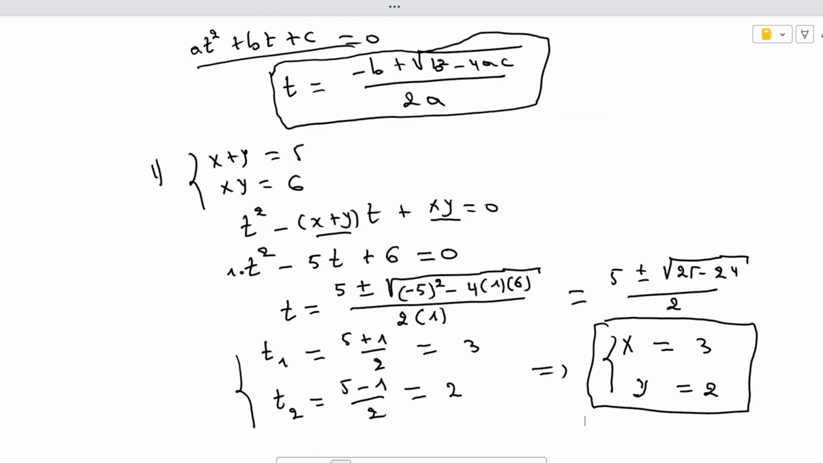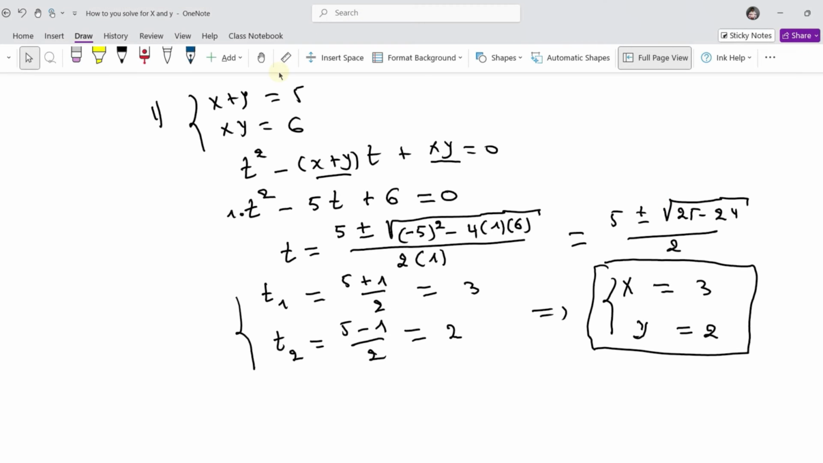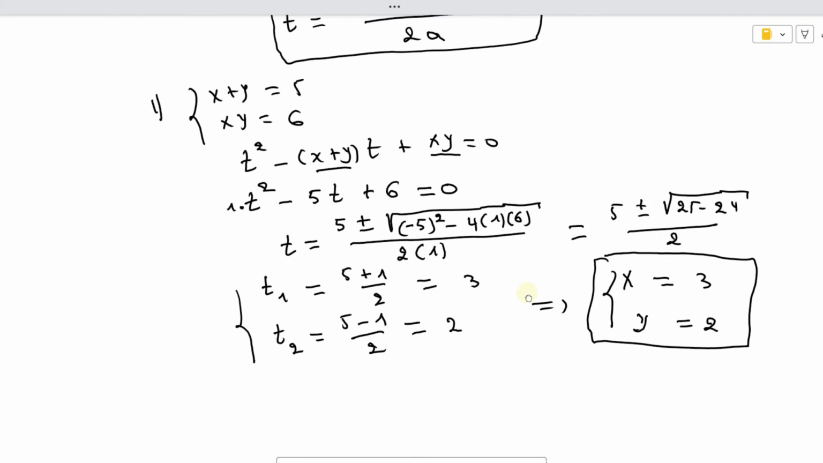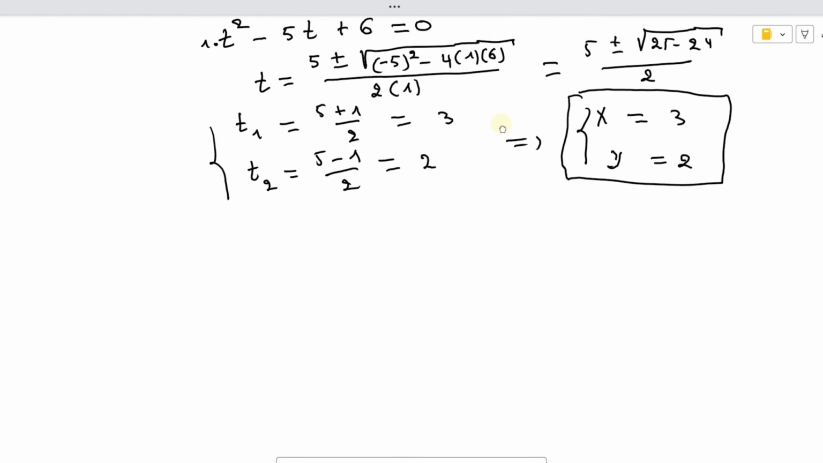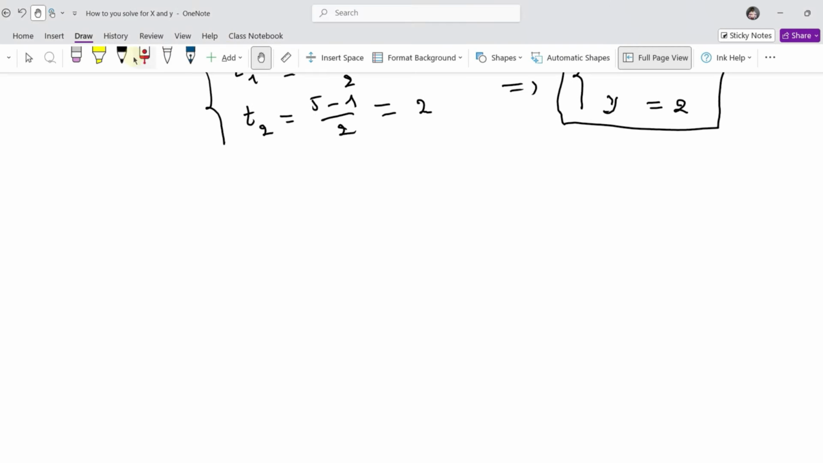Maybe I can give you another example which may result in complex roots. I'm going to give you one more example and we will be done with this. The second example that I can give you is this one. Let's say we have this system.